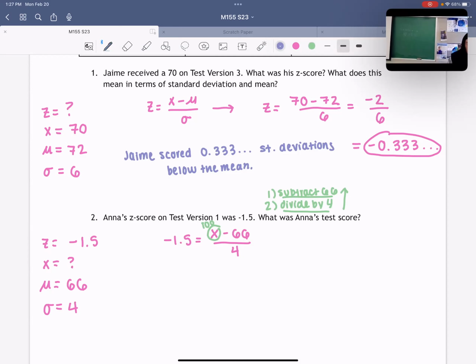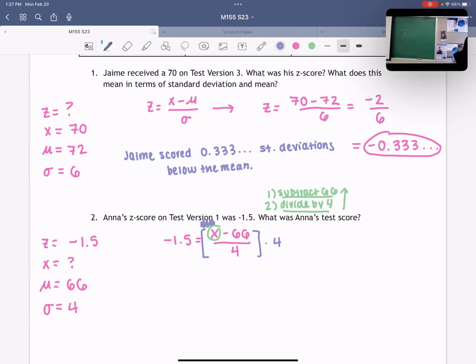How do I undo dividing by 4? Multiply, right? The opposite of division is multiplication. I'm going to multiply both sides by 4. Also cross out that 100 if you want to get confused later on. Okay. Now if I do something on one side, what do I have to do on the other side?